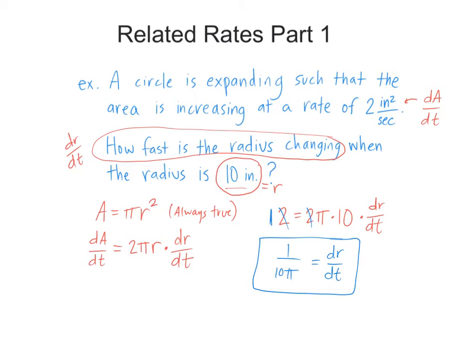Now the givens could be different. I could have given you dr/dt and asked you for dA/dt, and that just depends on the physical properties of the situation. Are we talking about an area that's changing at a constant rate, or are we talking about a radius that's changing at a constant rate? And either one of those could be the case. All right, so there's our first good, solid example of related rates, and let's do one more.